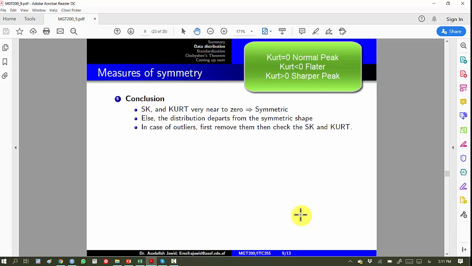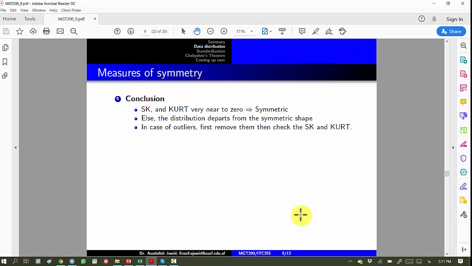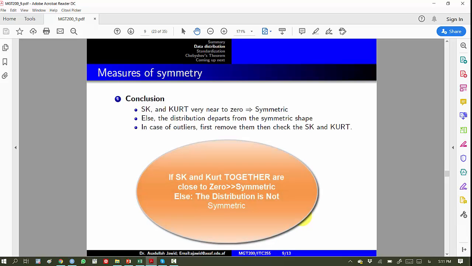Together, skewness and kurtosis give us an idea about the shape of the distribution of a given variable. The closer the skewness and kurtosis get to 0, the closer our distribution gets to a symmetric distribution. Otherwise, the distribution departs from a symmetric distribution. In case of outliers, it's good to remove the outliers first, then check skewness and kurtosis for their shape.